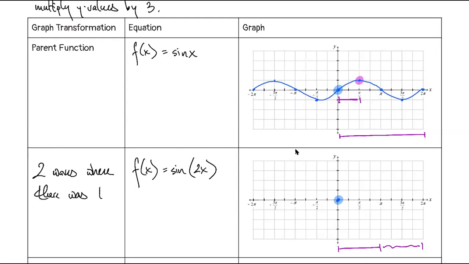So this purple point, we want to scooch in. Instead of being 2 boxes away, we want it to be 1 box away. And I scooch everything else in, and look at what I have. 1 wave, and then I have another wave. 2 waves in the place where there was 1.